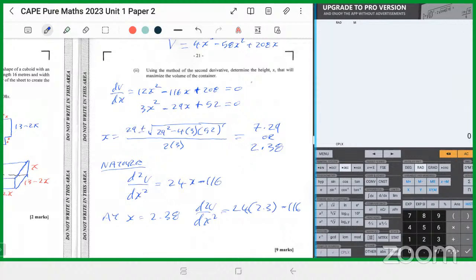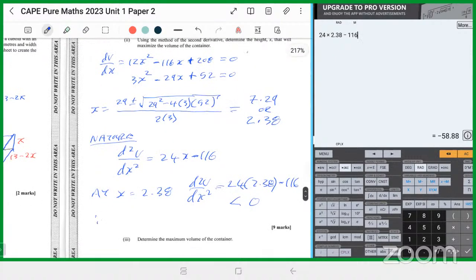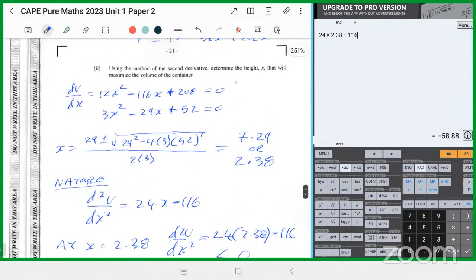Let's test it. 24 times 2.38 minus 116. So you see, it comes out negative. So this is less than 0. Therefore, maximum when x equals 2.38. That's what the sum must find, right? Determine the height x. That's it, 2.38.